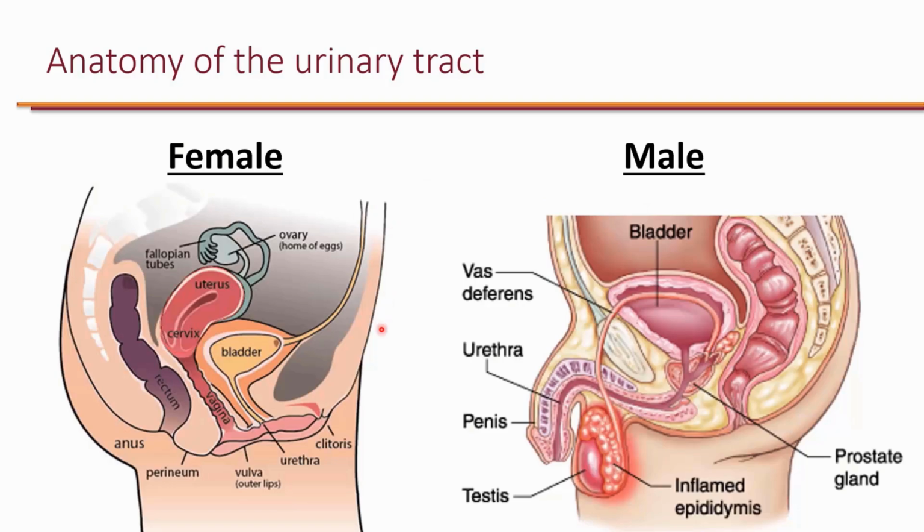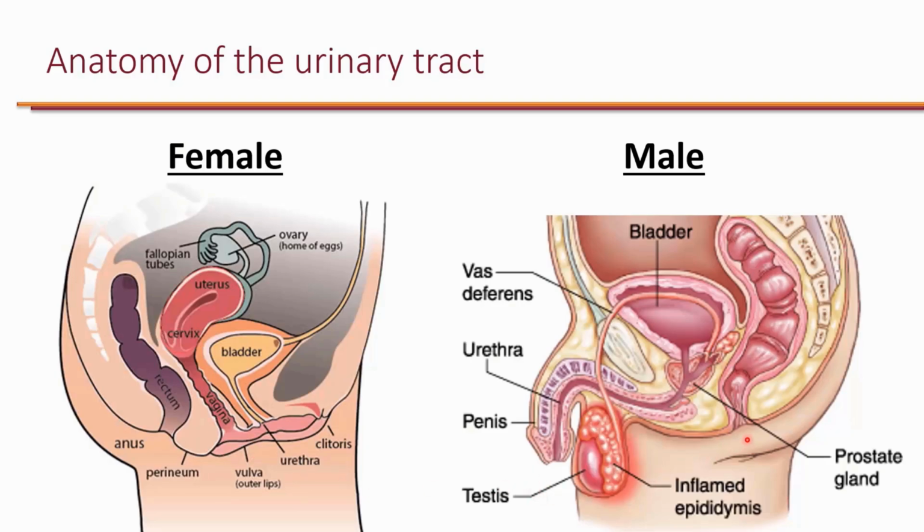Now in females specifically, the urethra is very close to the rectum. It's very easy for bacterial translocation from the GI. So gastrointestinal organisms can easily translocate to the urethra and then go up to the bladder. So cystitis is much more common in females compared to males.